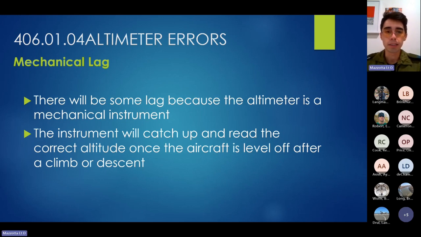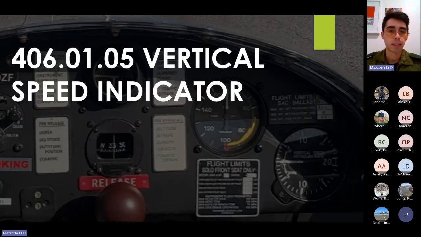Okay. Any questions about altimeter errors? Got a few more instruments to go through and then some review for this class. So next is the vertical speed indicator, or the VSI.